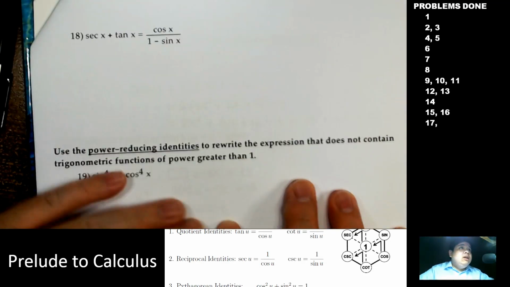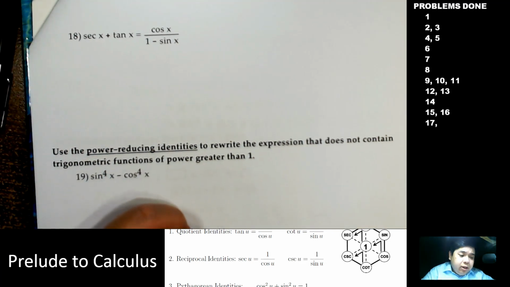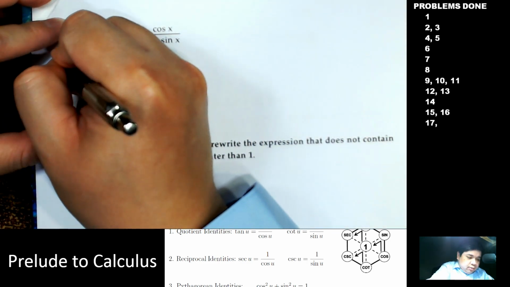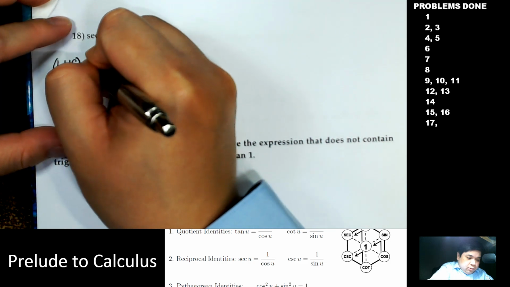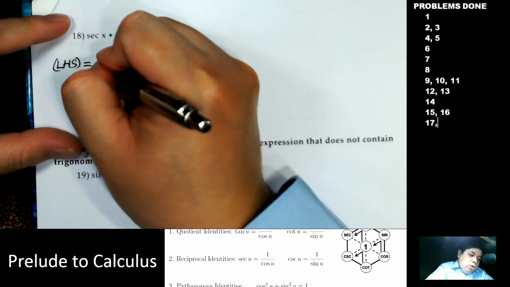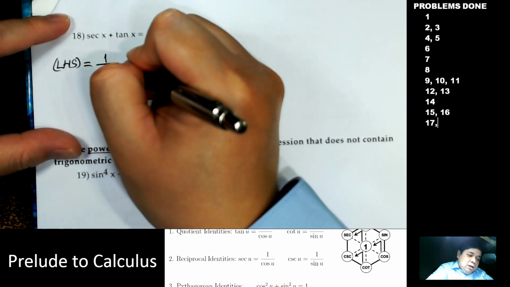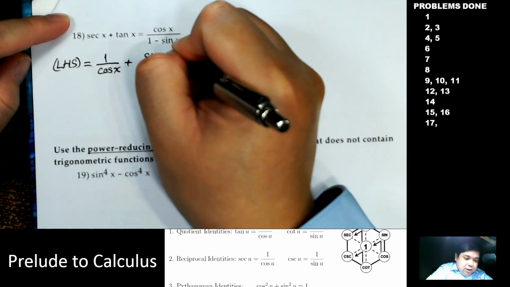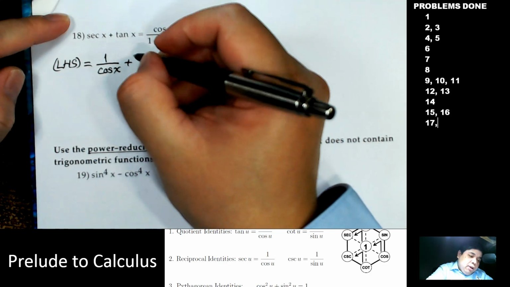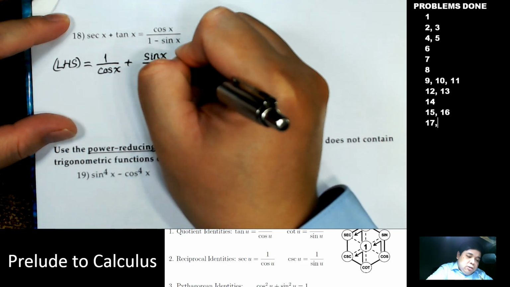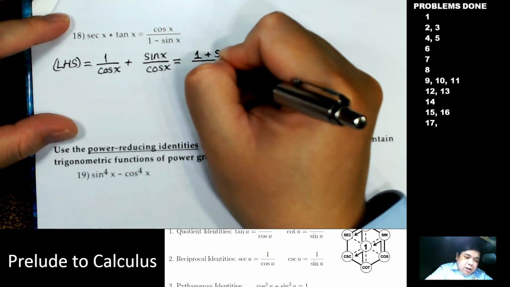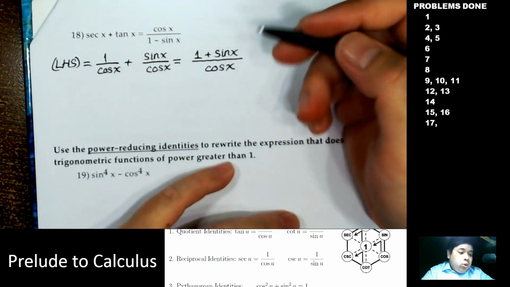Next, 18. Right. So we can go from one side to the other, but let's start from the left hand side then. So secant is 1 over cosine. Tangent is sine over cosine. So we have 1 plus sine x over cosine x. Alright, so this is the left hand side.